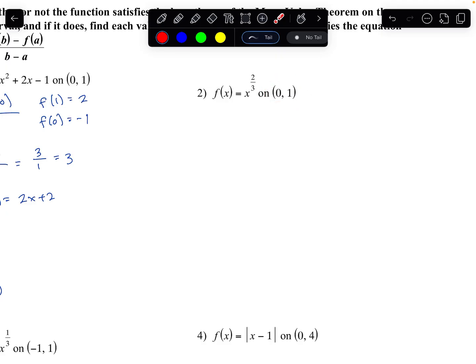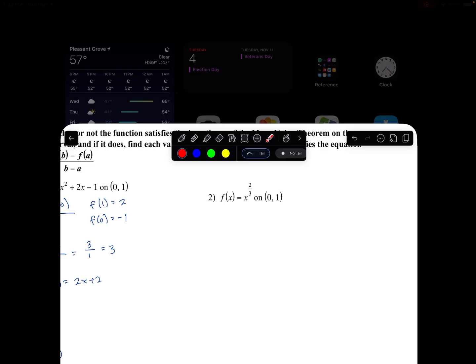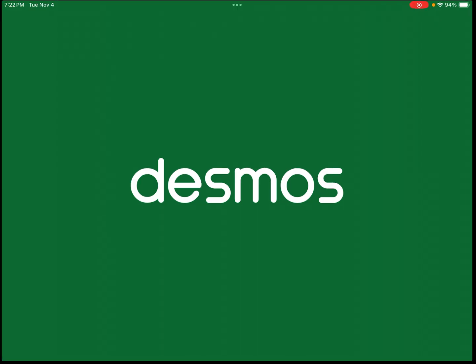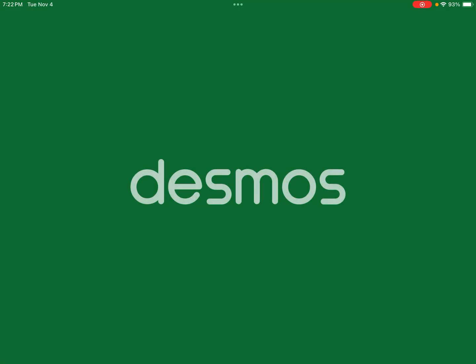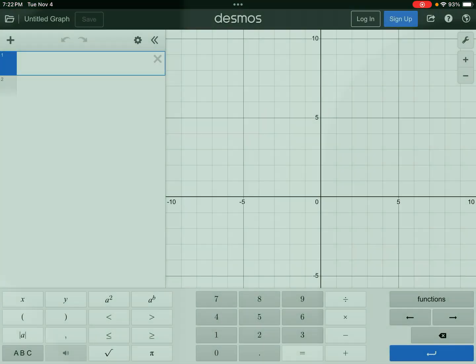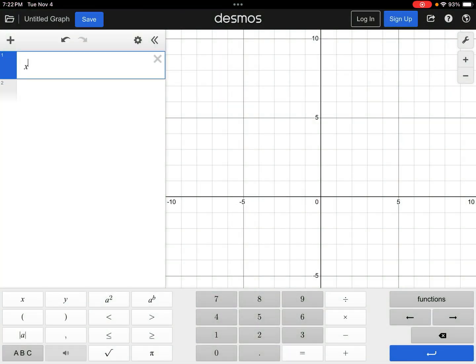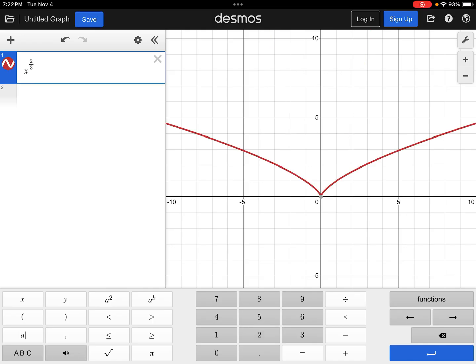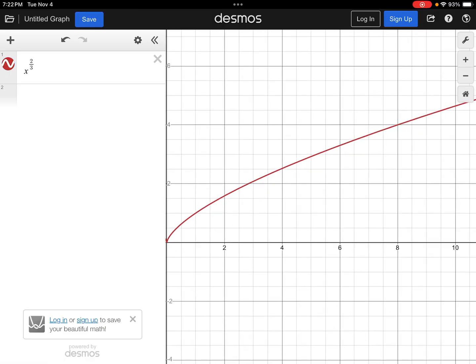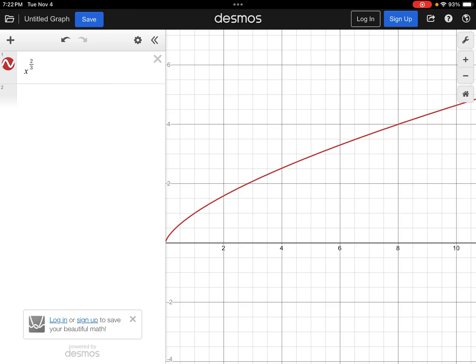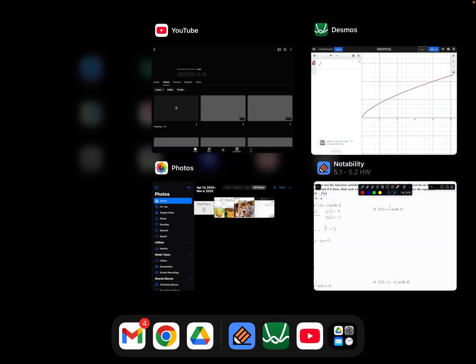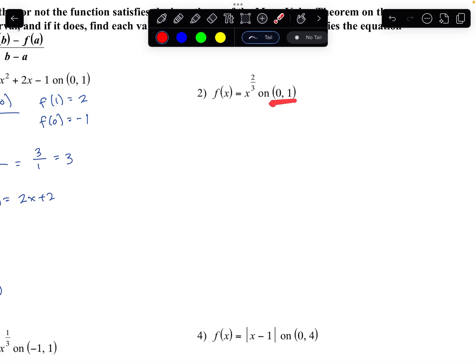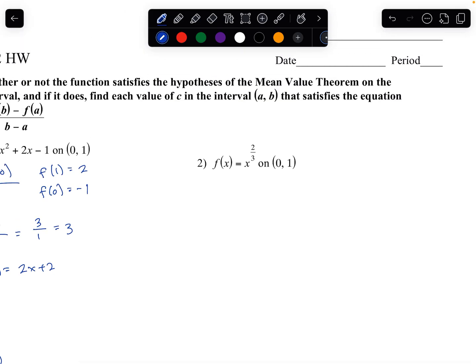I think there's a cusp at 0 for this function right here. Let's double check. So we'll do x to the 2/3. So x raised to the 2/3, yes, there is a cusp. But if we exclude that 0, so if we're talking about from 0 to 1, we're okay. We're differentiable on 0 to 1. Yeah, that's fine. And so we can still use the mean value theorem. The hypothesis is still met.